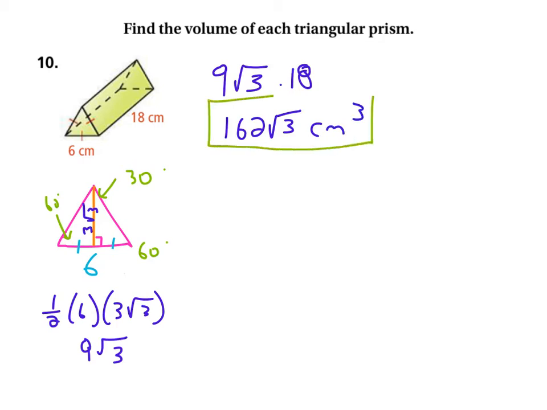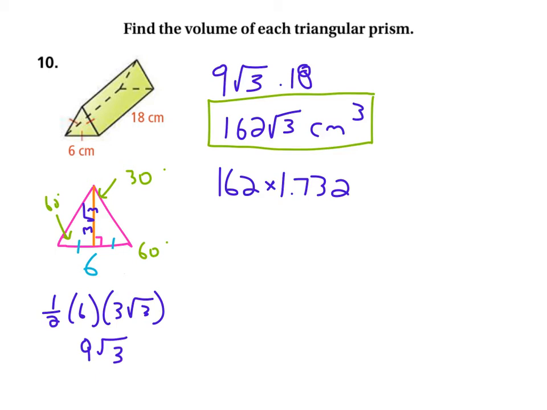Now, I've spoken to some kids in class. I have my iPad with me. I don't have my computer to be able to check what the book answers say. So if the book says a decimal number, then it should be equivalent to 162 times root 3, which is approximately 1.732.